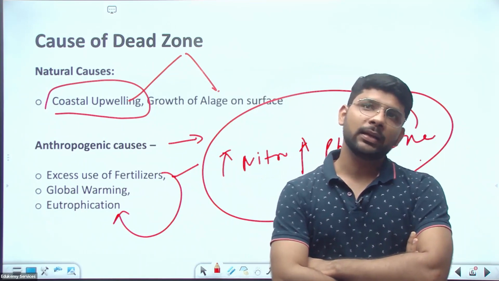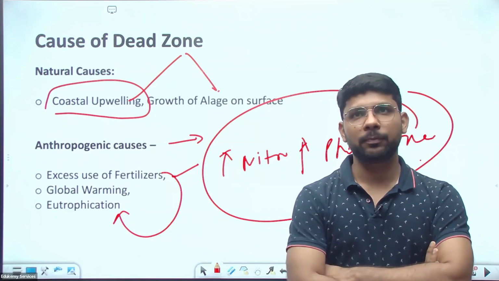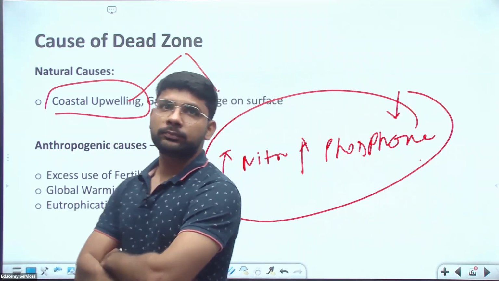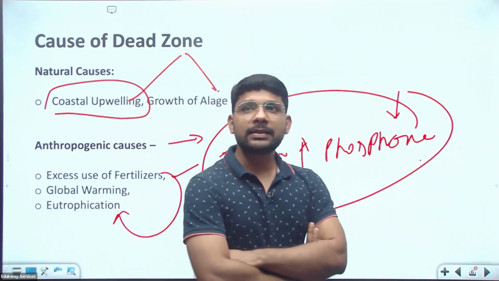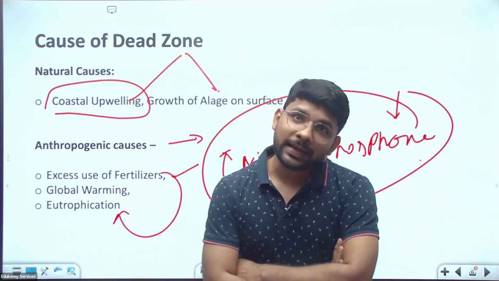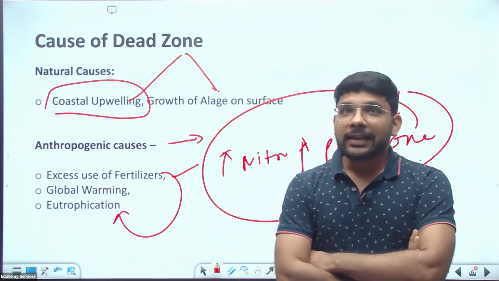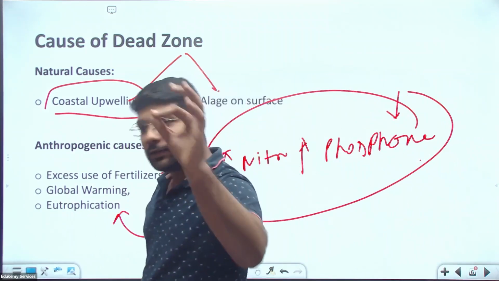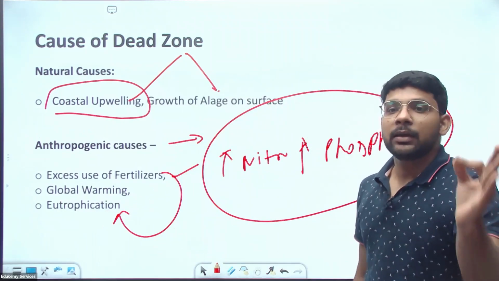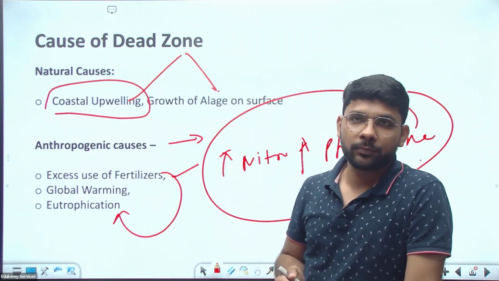So you need to write these reasons before starting the consequences of the dead zone on marine life. Okay, clear? Yes, Asis, you are right here. You need to tell about these anthropogenic reasons. And it will be good if you write a real-time example here, specifically of lakes or any water body which is facing a dead zone, a real-time dead zone. You can mention that example also.